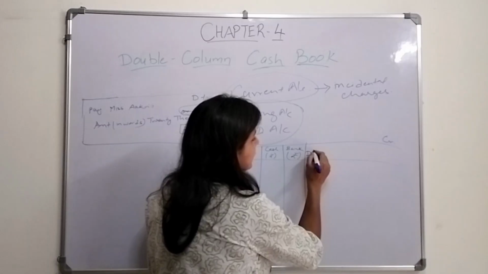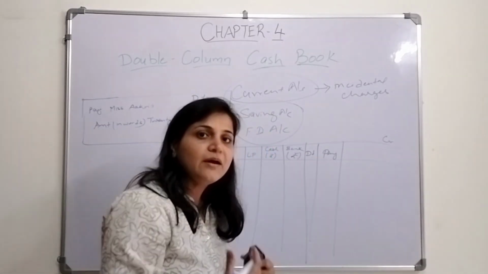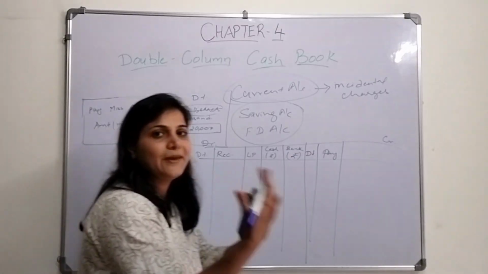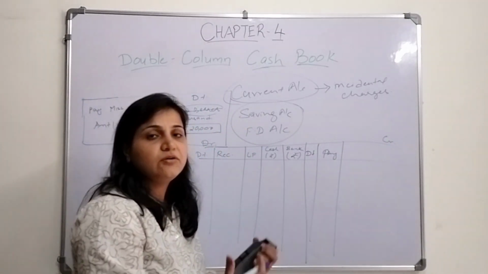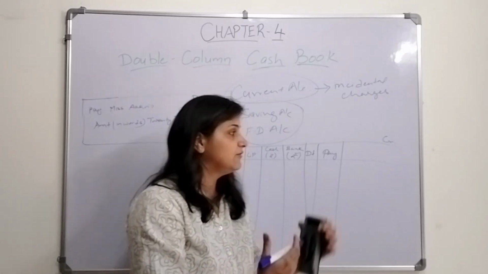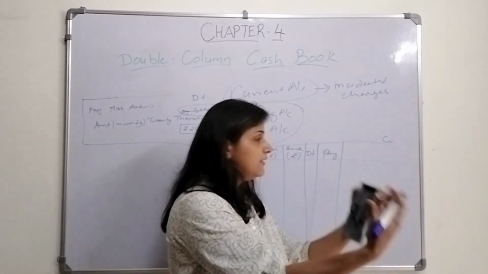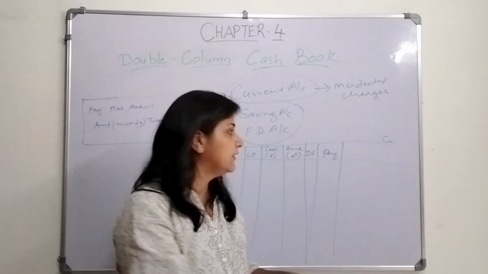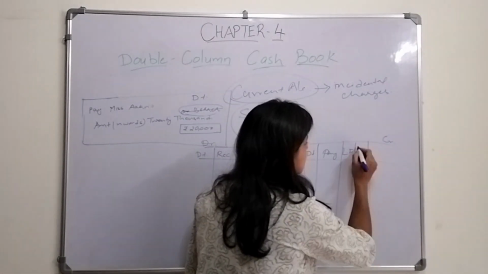Everything will be the same, the date, and like how we receive money, we debit it, and how we pay money in cash, we credit it. Similarly, if a certain amount is coming in the form of a check, we will debit it. If a certain amount is going out in the form of a check to somebody, we are issuing a check, we will credit it. Everything else will remain the same.